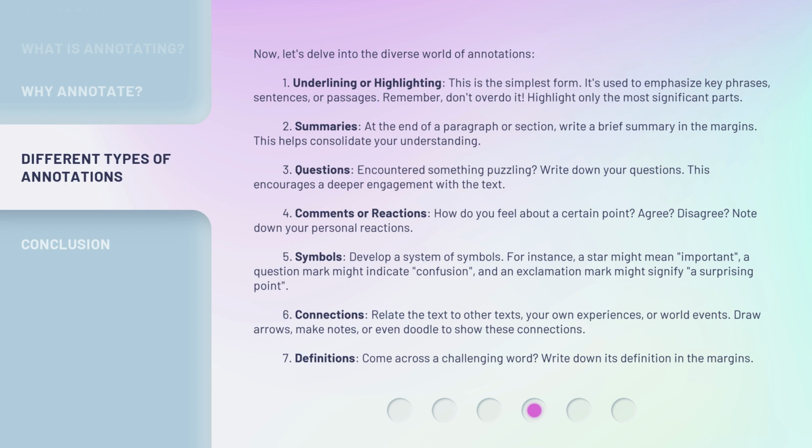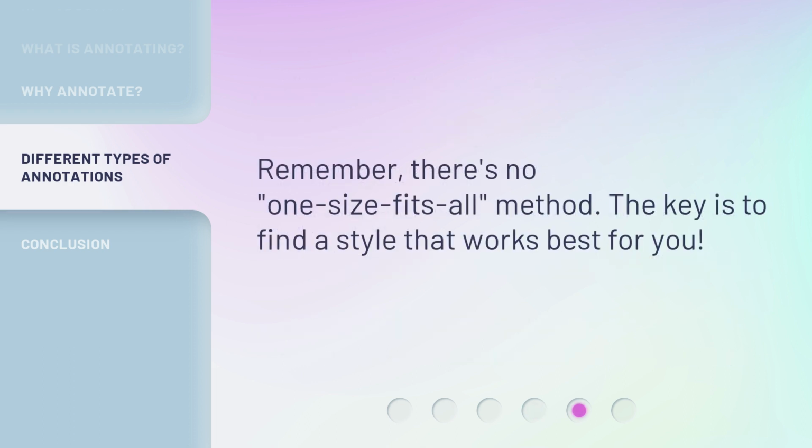surprising point. 6. Connections. Relate the text to other texts, your own experiences, or world events. Draw arrows, make notes, or even doodle to show these connections. 7. Definitions. Come across a challenging word? Write down its definition in the margins. Remember, there's no one-size-fits-all method. The key is to find a style that works best for you.